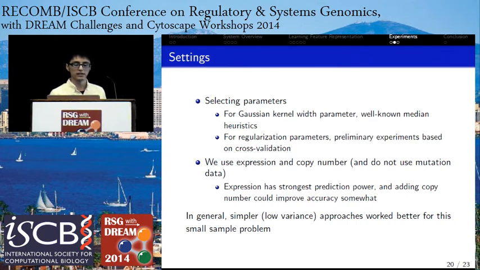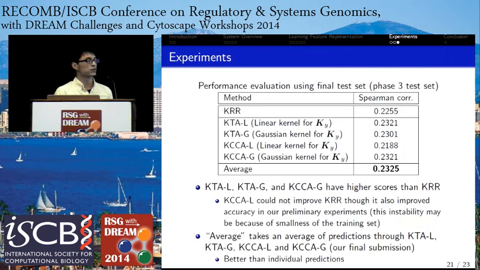And we use expression and copy number, and we do not use mutation data. Expression has the strongest prediction power as far as I observed, and adding copy number could improve accuracy somewhat. So in general, simpler, that is low-variance, approaches worked better for this small sample problem. Here is the performance evaluation using the final test set. And the bottom line, average, is actually our final submission.